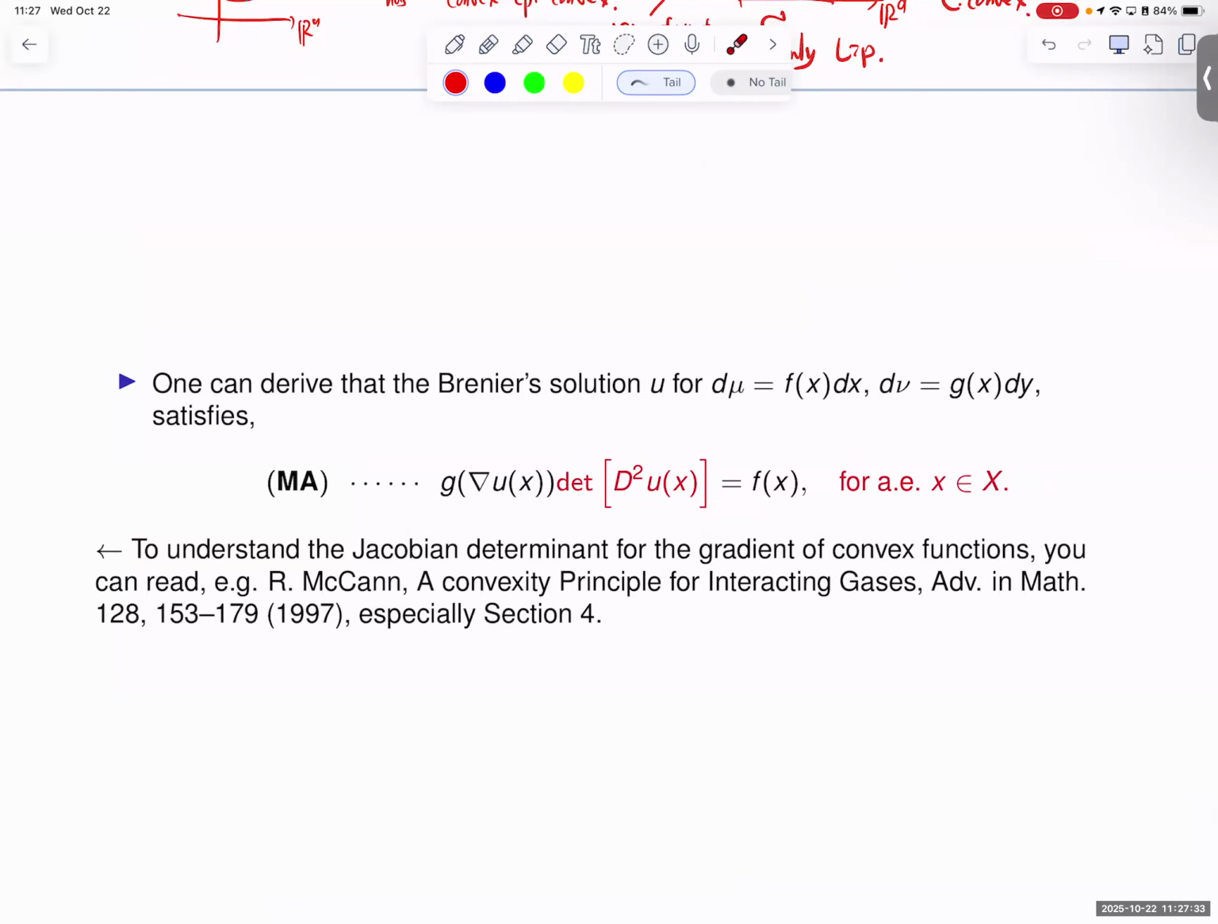So in conclusion, in the context of this theorem, in particular where the source measure has this density, you can write down the Monge-Ampère equation for the Brenier solution u, the potential function u. And this equation is satisfied almost everywhere.